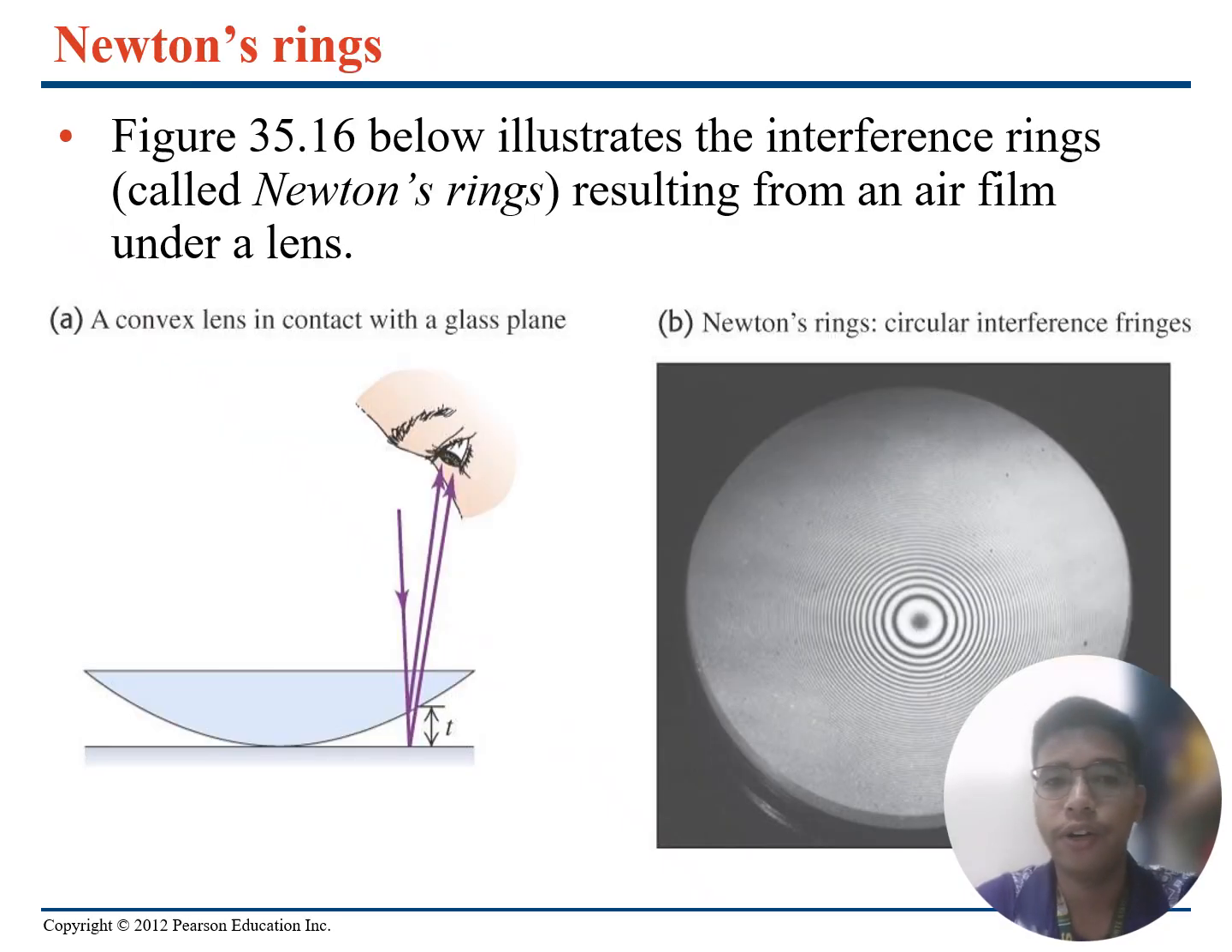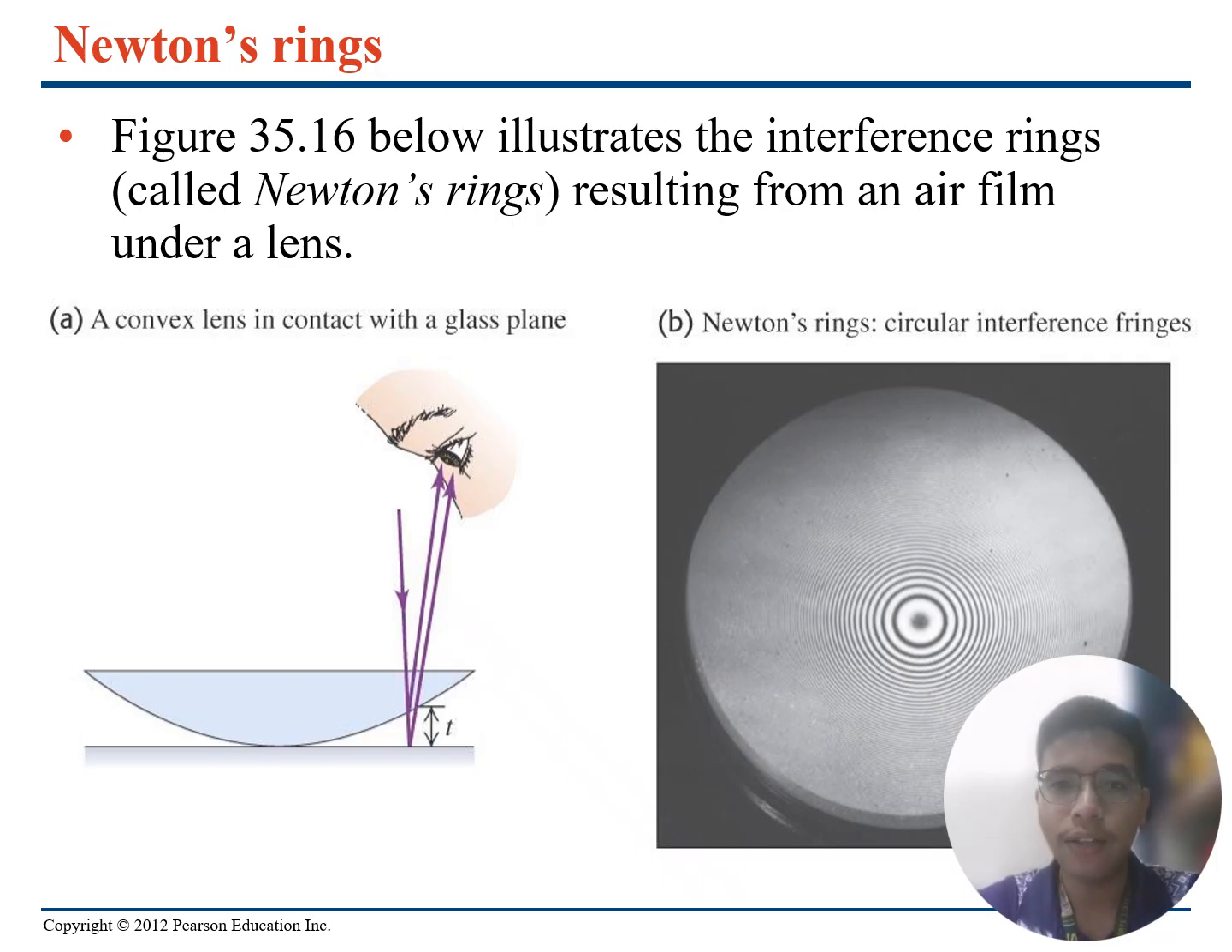Now, moving on to Newton's rings. Newton's rings are a classical example of interference produced by a thin air film. They occur when a curved lens is placed on top of a flat glass surface, creating an air gap whose thickness increases gradually from the center outward. As light reflects from the two surfaces of the air film, concentric rings of constructive and destructive interference appear.